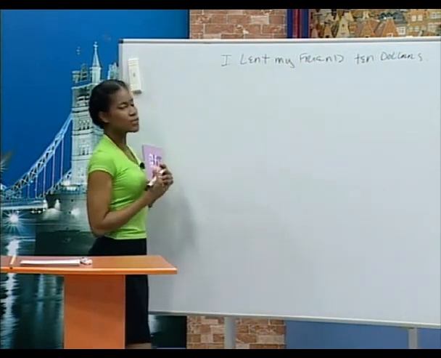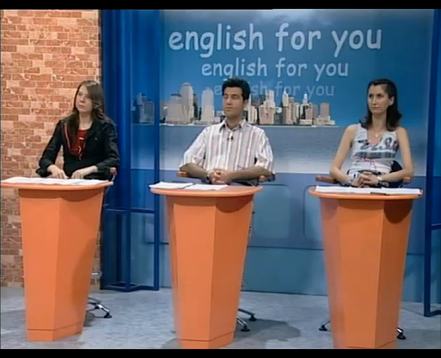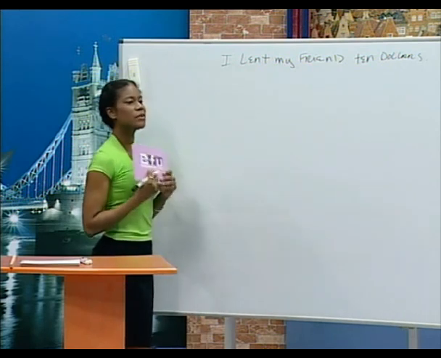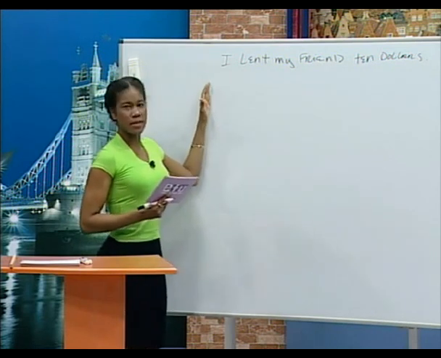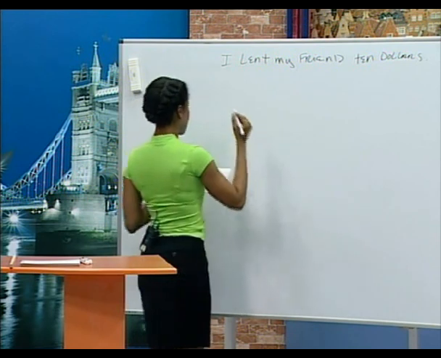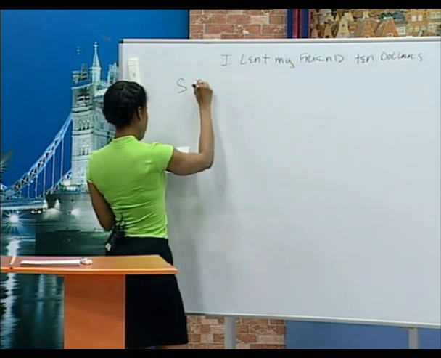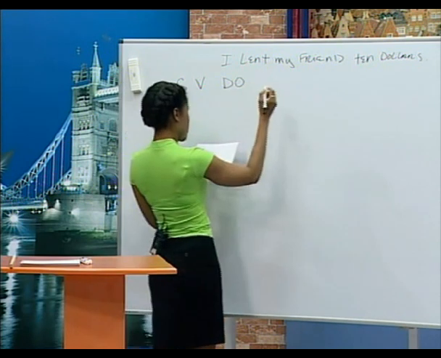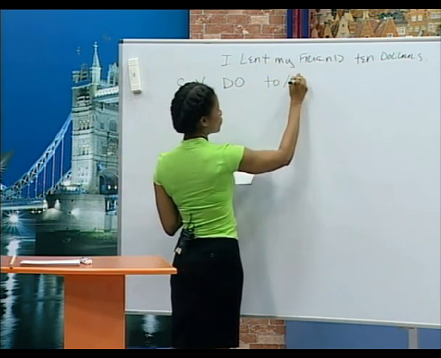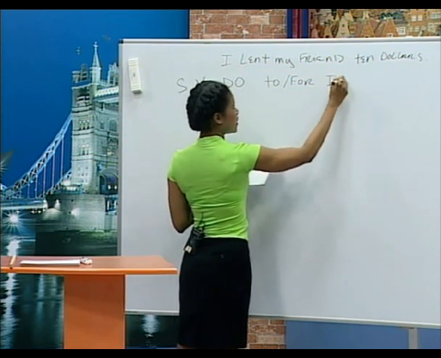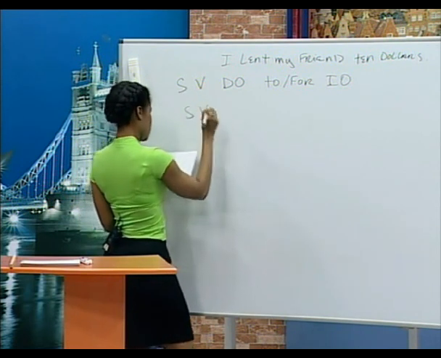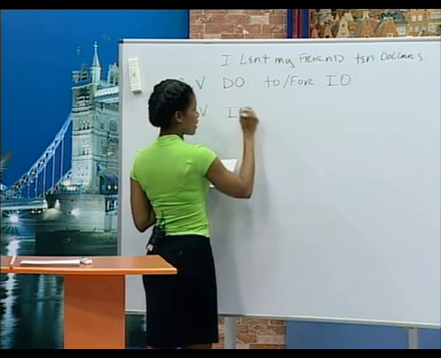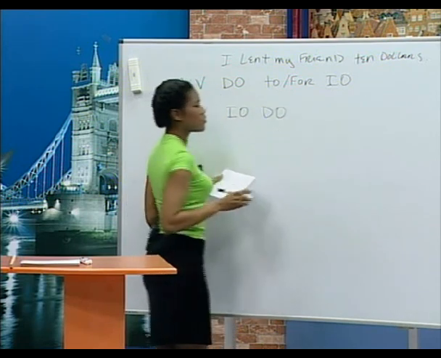So, Anna, who lent? I lent. Good. And what did I lend, Alberto? $10. Okay. And Sylvia, who did I lend to? My friend. Good. So there are two different ways to write the same sentence. So you can write first subject, verb, direct object, to or for, and then the indirect object. Or a different way, subject, verb, indirect object, and then your direct object.